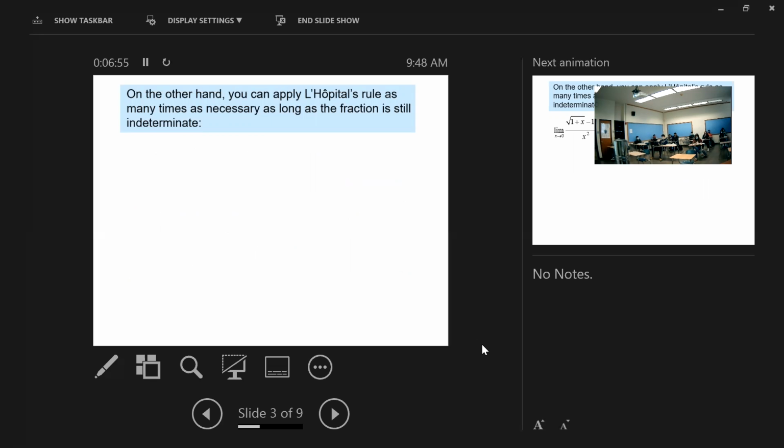Indeterminate. They use the word indeterminate in the textbook or the PowerPoint. Indeterminate means 0 over 0. I don't mean it's all those things you can't divide by 0. Now you can. 0 over 0 is indeterminate. Infinity over infinity is indeterminate.